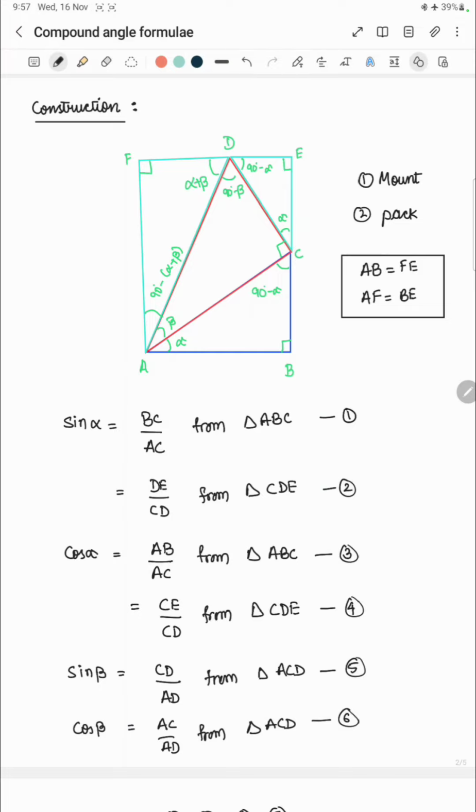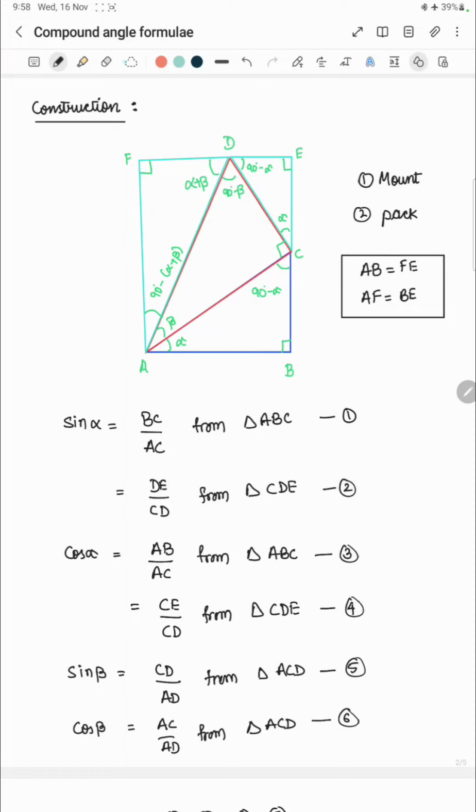Now look at the second construction. What we are going to do is take a line parallel to BE, but originating at A. Starting from A, draw a line parallel to BE. So that would be AF.